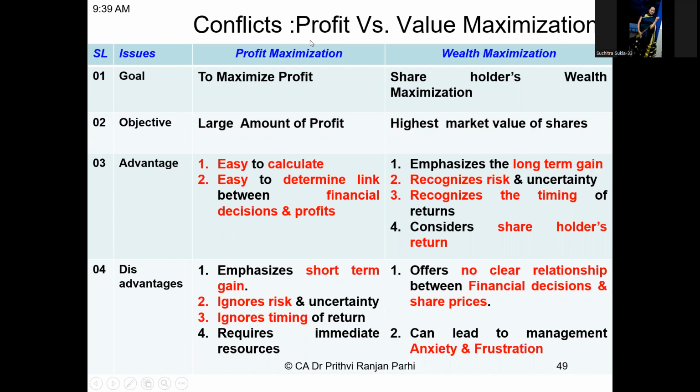If you look at this chart, this picture, you can understand what they are. Profit maximization focuses on maximizing profit. Wealth maximization focuses on shareholders' wealth maximization, not profit, but share value. The objective of profit maximization is profit. But here, the objective is to ensure that the market value of the shares is the highest.